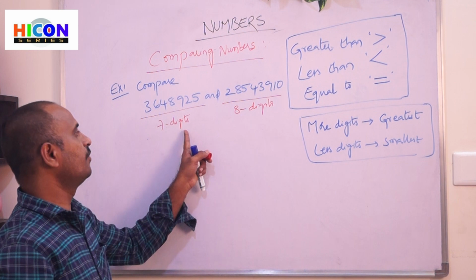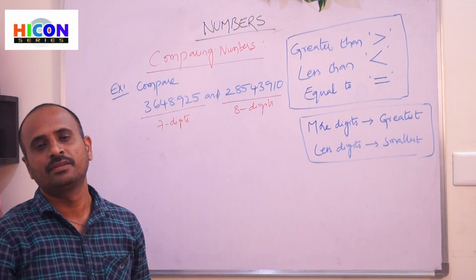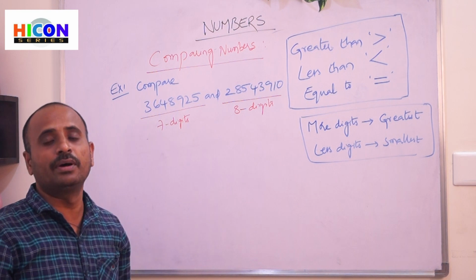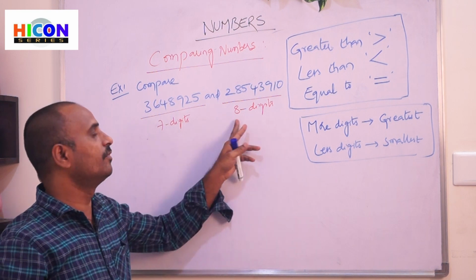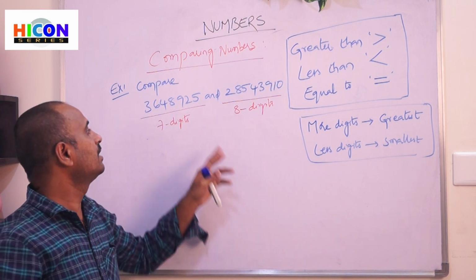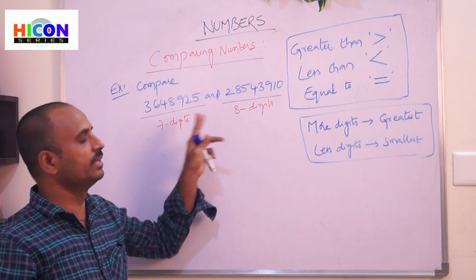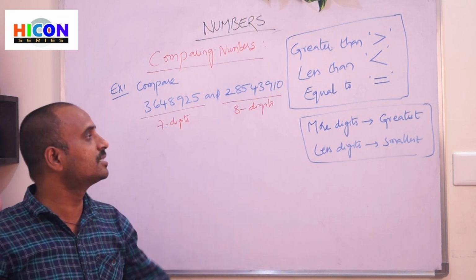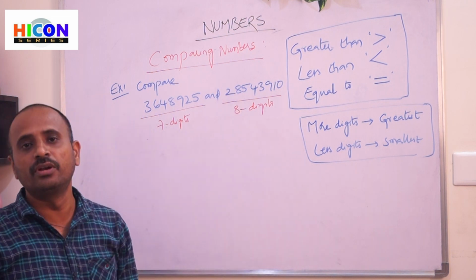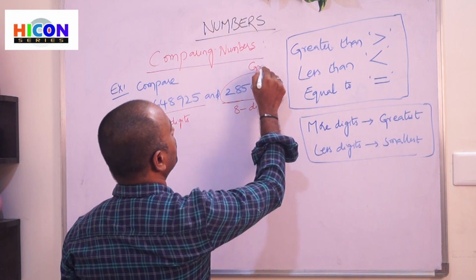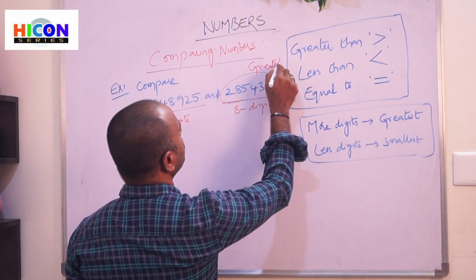That means the number of digits are different. So if the numbers have different number of digits, the number having more number of digits is the greatest number, and the number having less digits is the smallest number. So among these two numbers, which number has more digits? Yes, the second number has more digits. So this is the greatest number.